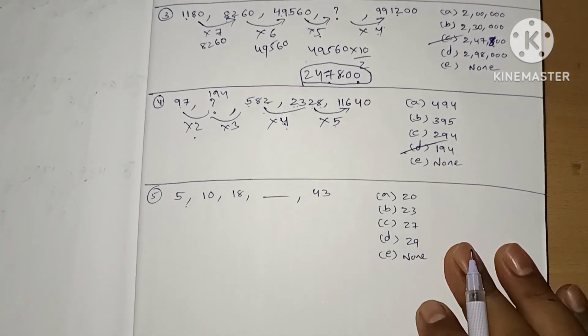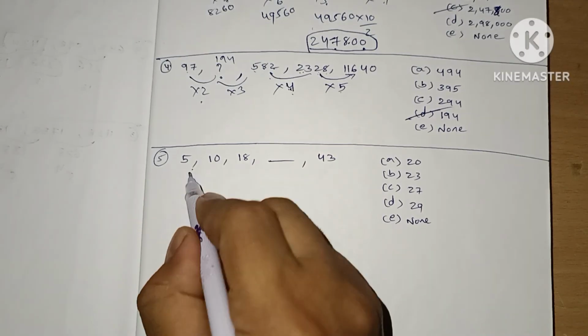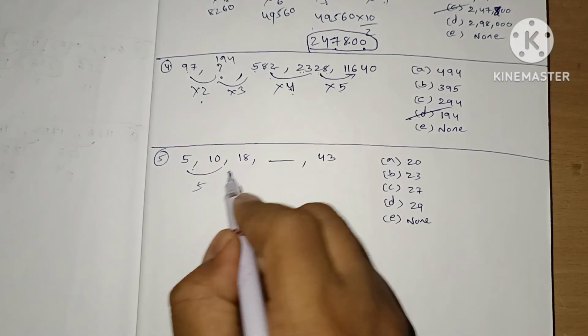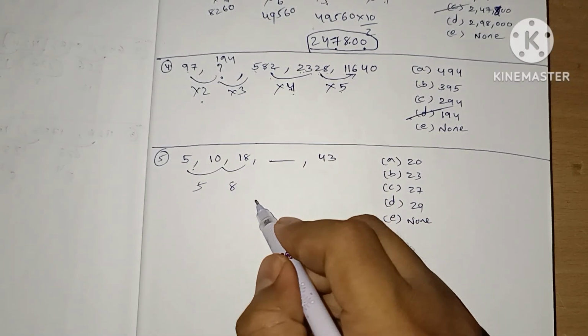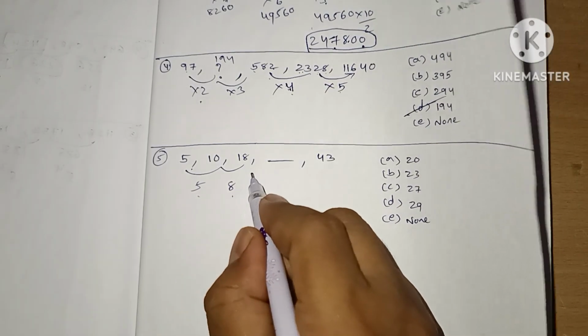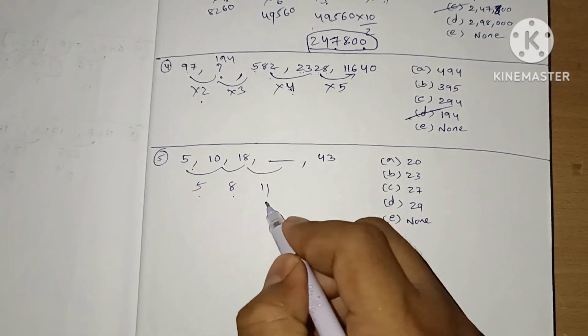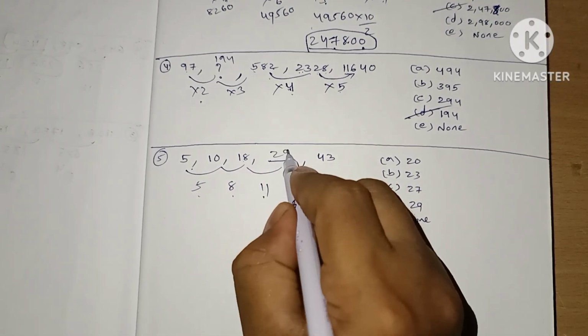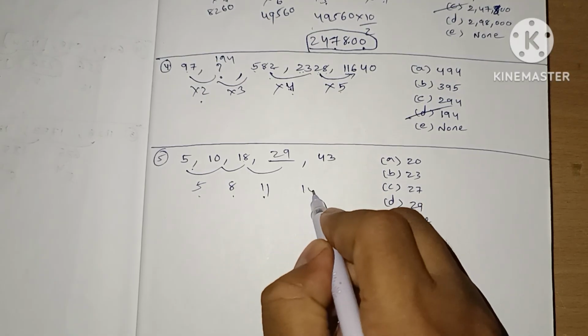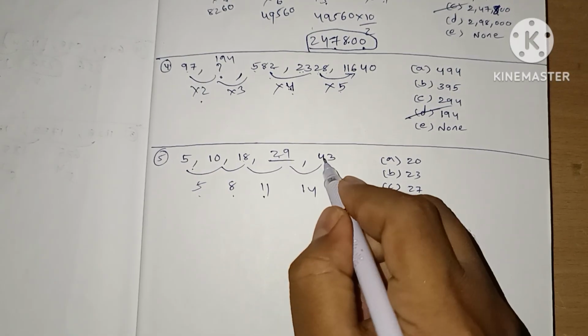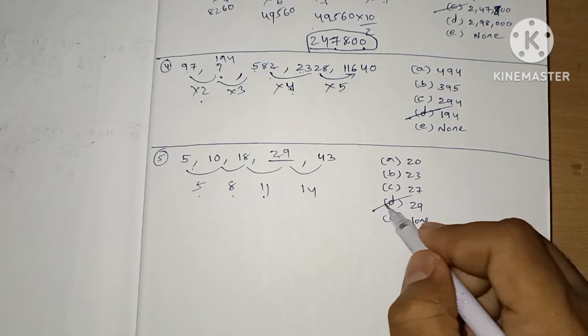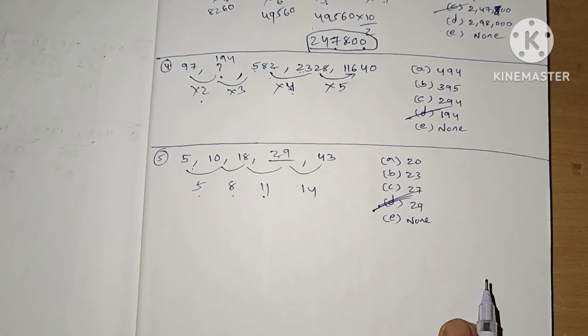Next one, fifth one. Here the difference between these two is 5, here 8. The difference between these two is 3. Let's take 3 difference. 11 will be 29 and this is 14. 9 plus 14 will be 43. So answer will be option D for 29.